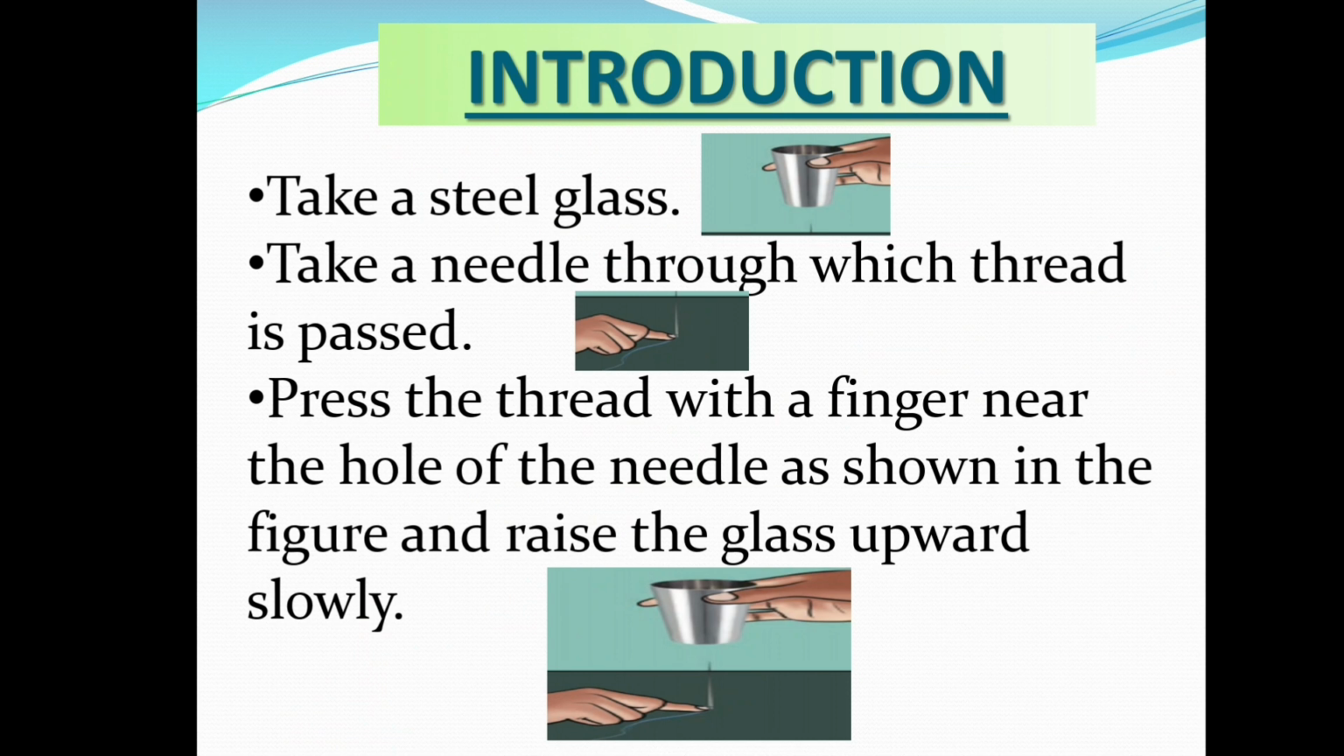Introduction: take a steel glass, and take a needle through which the thread is passed. Press the thread with a finger near the hole of the needle as shown in the figure, and raise the glass upward slowly. As shown in the picture, we are pressing the thread with a finger near the hole of the needle. After that, we will be raising the glass upward slowly.